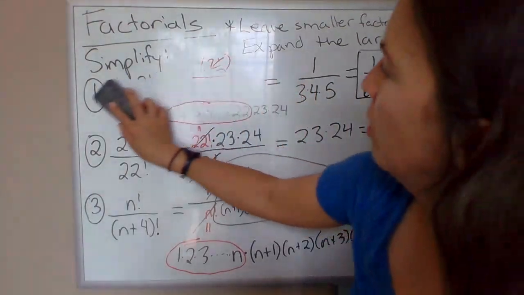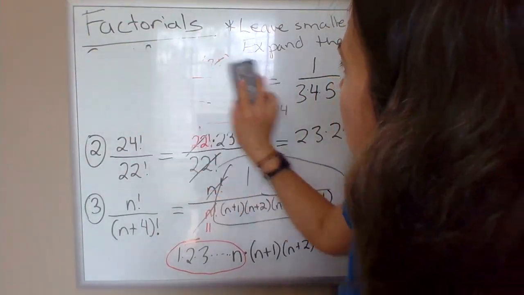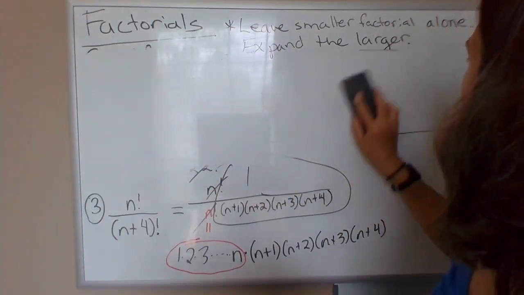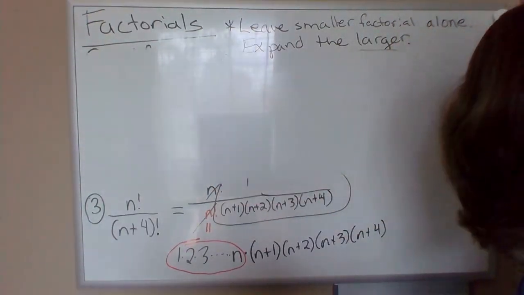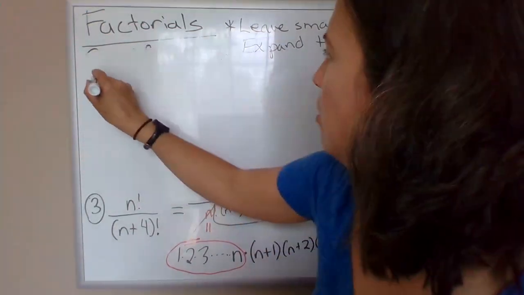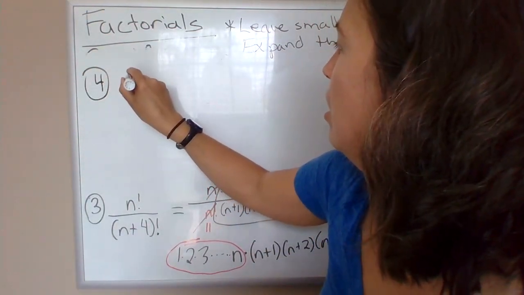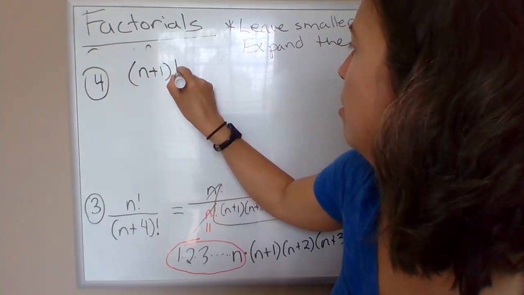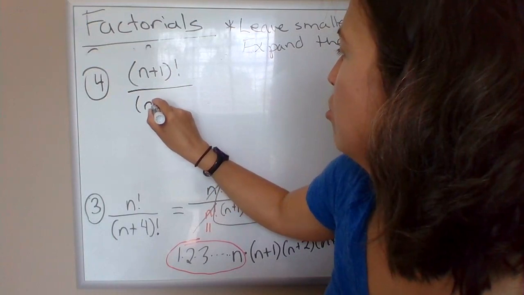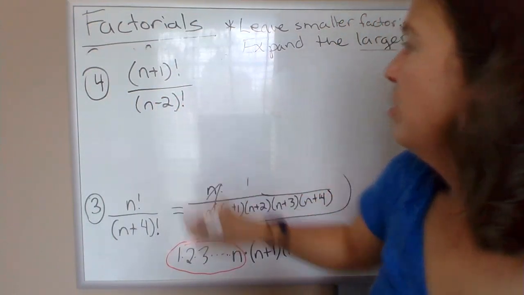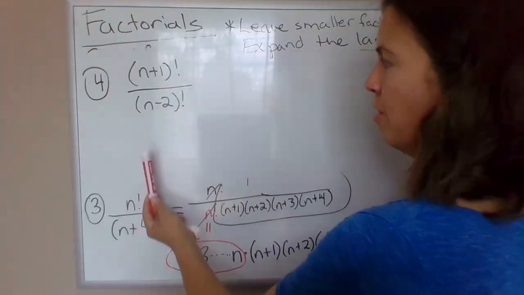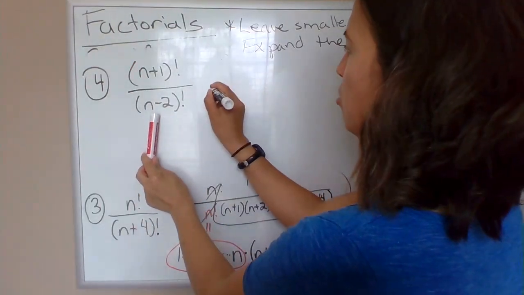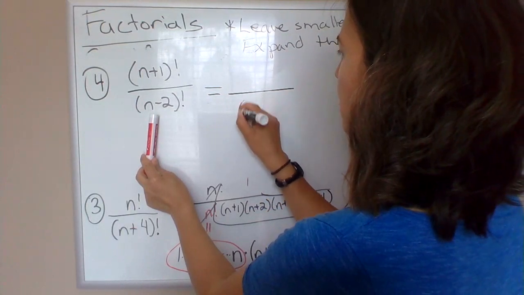Let me put one more example here, where it's in terms of n. Say we want to simplify, so I'll make this example 4, n plus 1 factorial over n minus 2 factorial. When you've got the minus in there, let's be careful. So the smaller factorial is the one in the denominator, the n minus 2 factorial.